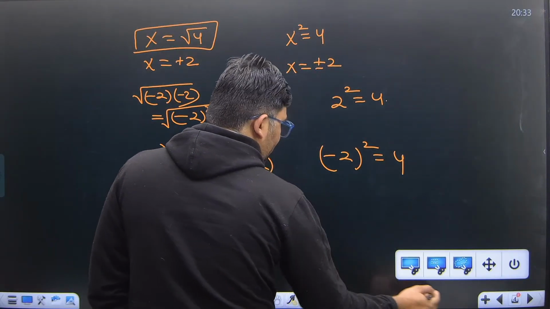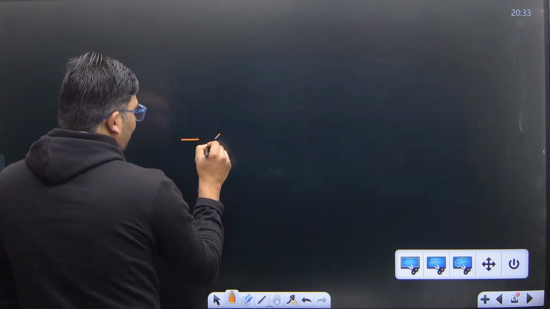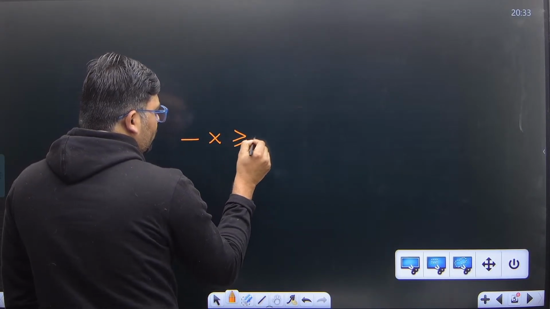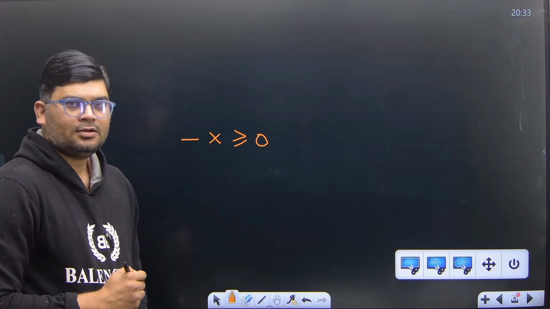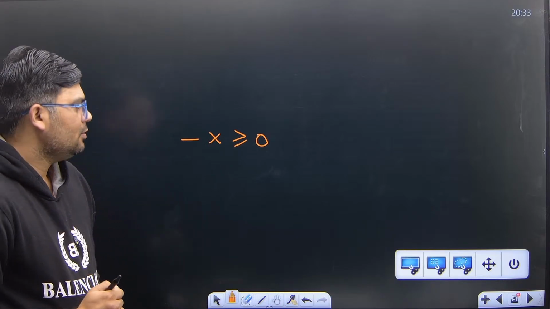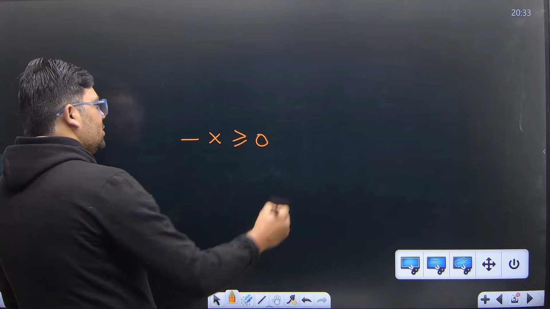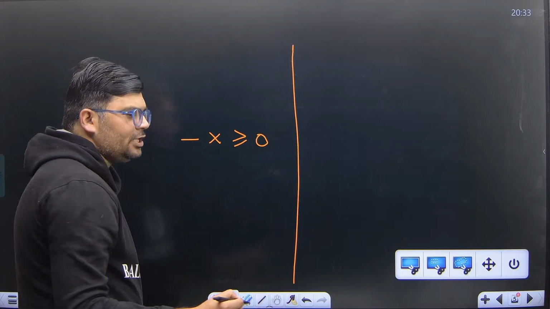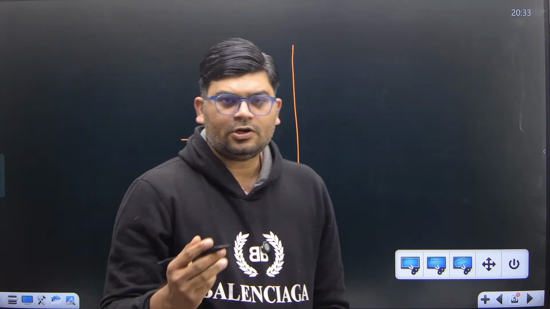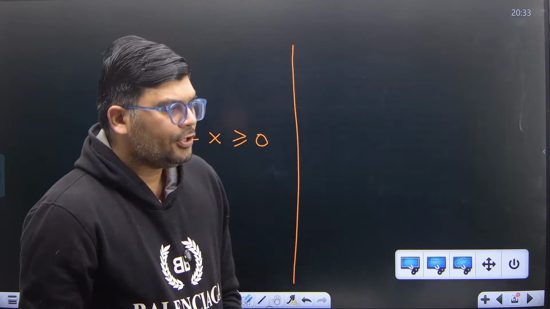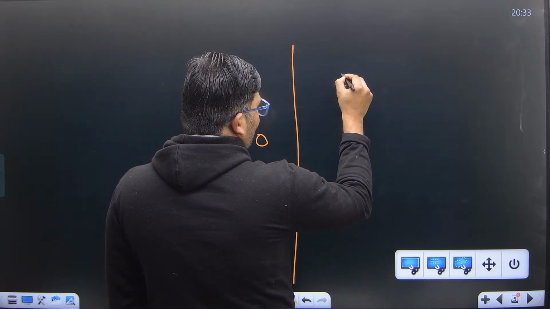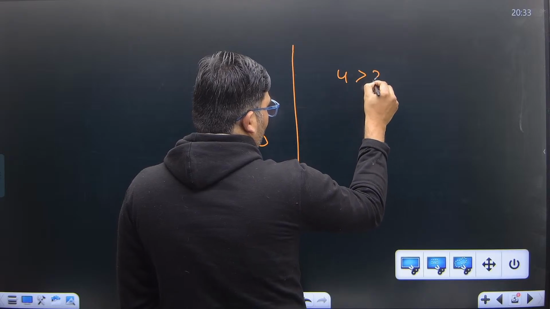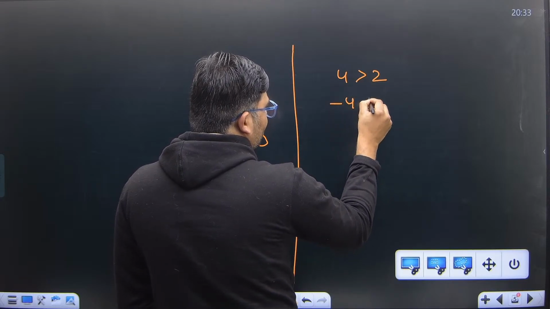You can make the equation like this. Very well said. Negative x must be greater than or equal to 0. So what will be x then? In inequalities, there are two rules. I am going to tell you both the rules. See this. If I say 4 is greater than 2, can I say that minus 4 is less than minus 2?